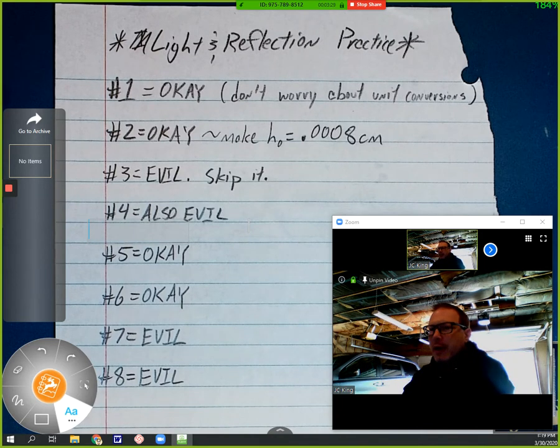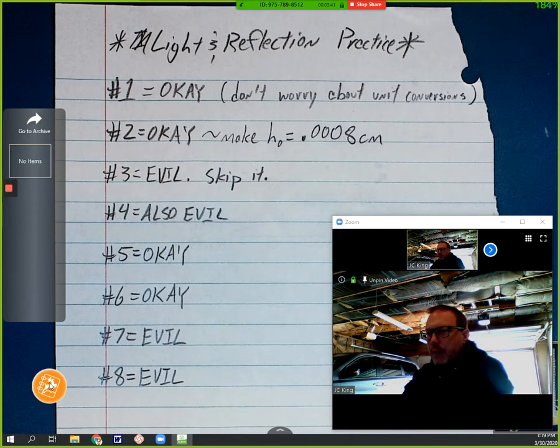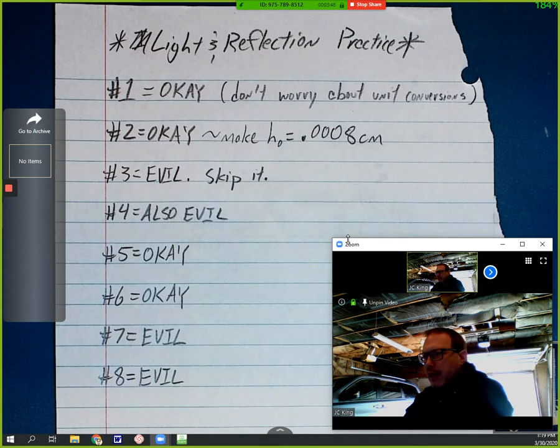So as you can see right here, we're going to be looking at problem 1, problem 2, and then we're going to skip down and do number 5 and number 6. And then we're not going to worry about 3 and 4 because they're evil. 7 and 8 are also evil, and I think we can get through enough math without resorting to the truly evil stuff for y'all to be able to get how this works.